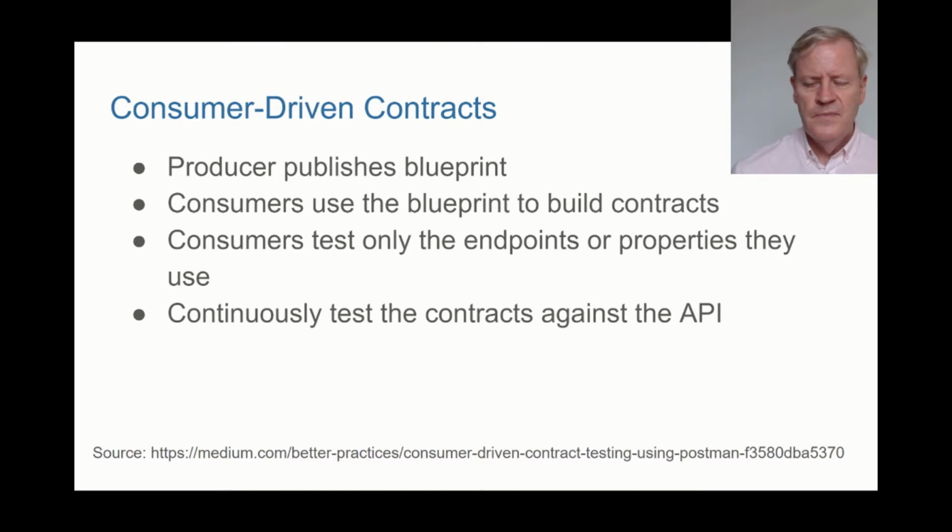But also with that, you need to continuously test the contracts against the API. An API, as a piece of software, has a life also, and the software that serves the resource, provides the resource that the API exposes, also evolves. So there's a need for continuous testing of these contracts against the API.